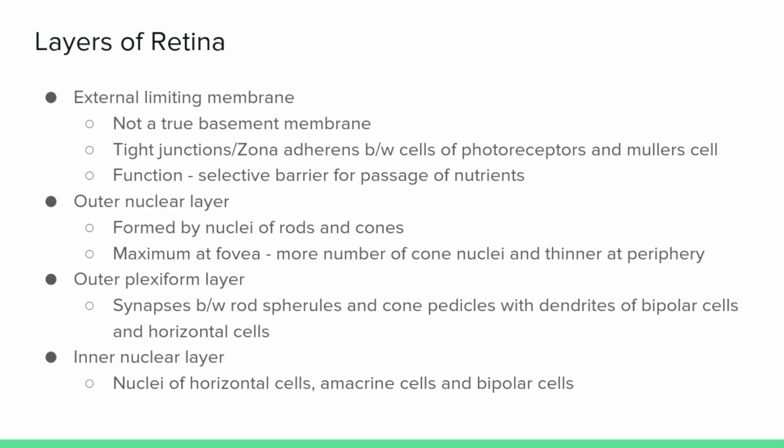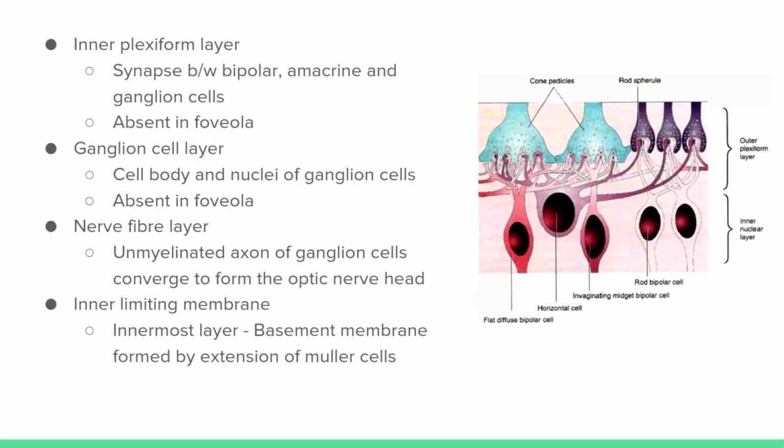Outer plexiform layer: synapse between rod spherules and cone pedicles with dendrites of bipolar cells and horizontal cells. Inner nuclear layer: nuclei of horizontal cells, amacrine cells and bipolar cells are present here. Inner plexiform layer: synapse between bipolar, amacrine and ganglion cells are present here. It is absent in the foveola.